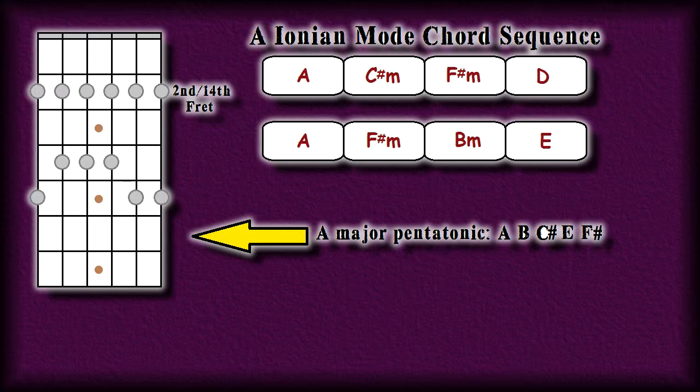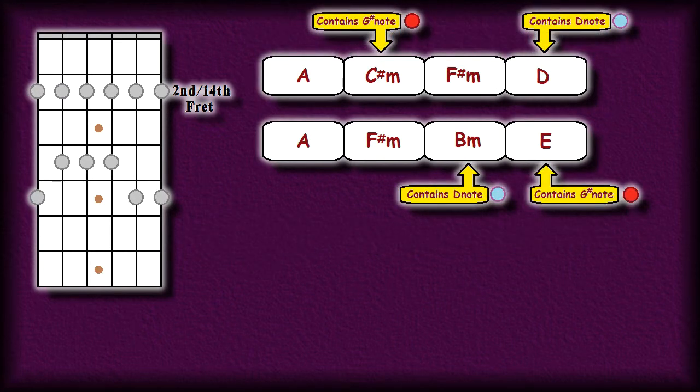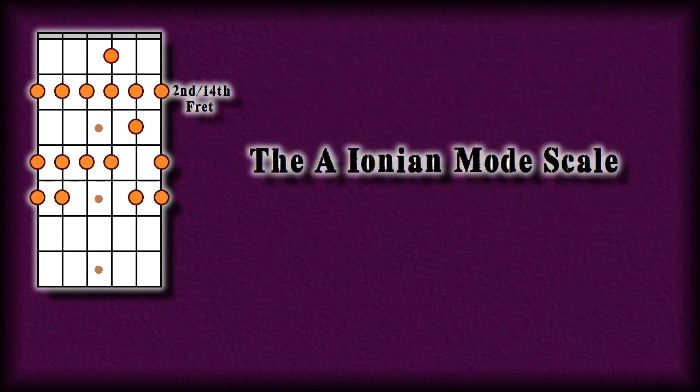Basically, you look within the chords and you will discover that the C sharp minor and E chords both contain the note of G sharp, and the B minor and D major chords contain a D note. And if we add those into the pentatonic scale fingering that you can see there, we get something that looks like this. And that collectively is known as the A Ionian mode scale. And here it is being demonstrated.